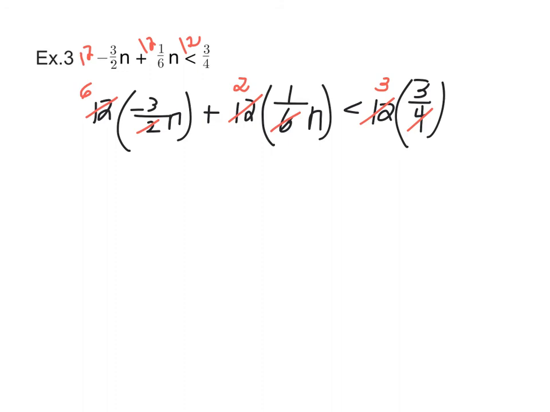So now it's just a matter of multiplication. 6 times negative 3 is negative 18n. 2 times 1 is 2n. And 3 times 3 is just 9. I'm going to combine like terms next. These two are on the same side, and what that means is we'll just combine them together. There's no need to undo by adding or subtracting. Negative 18 plus 2 is negative 16n.